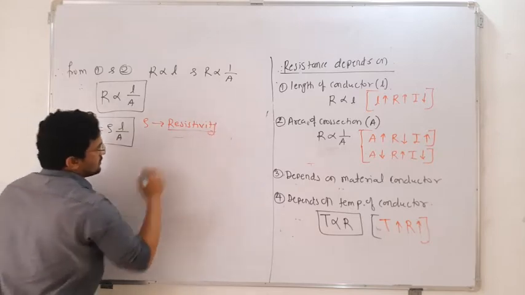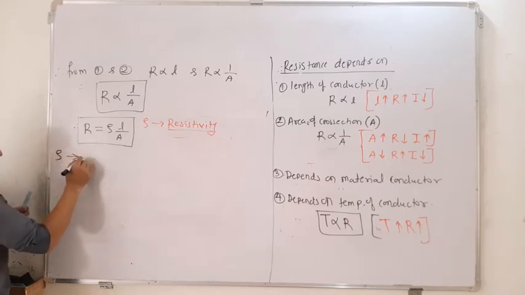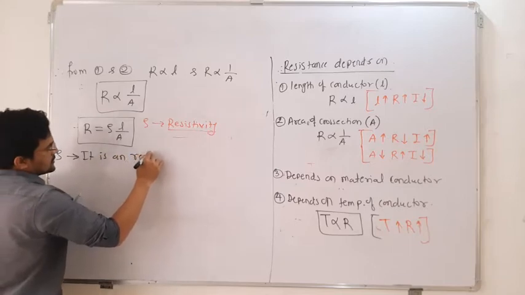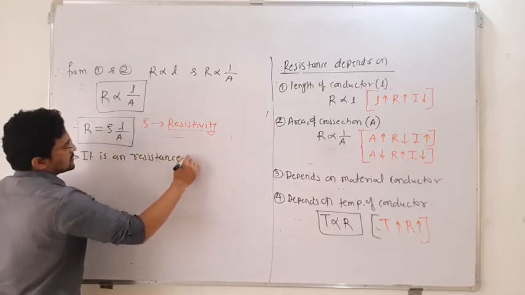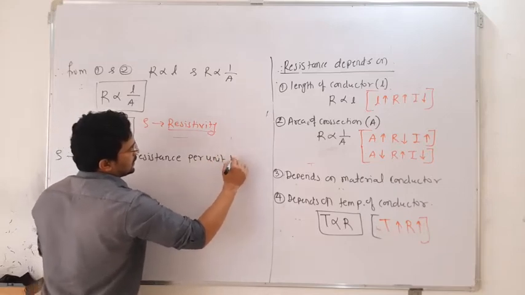So I will define this. Rho definition: it is resistance per unit length.